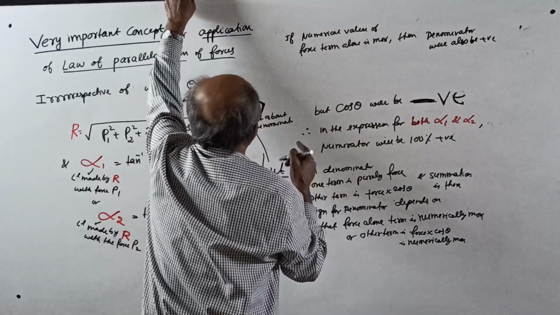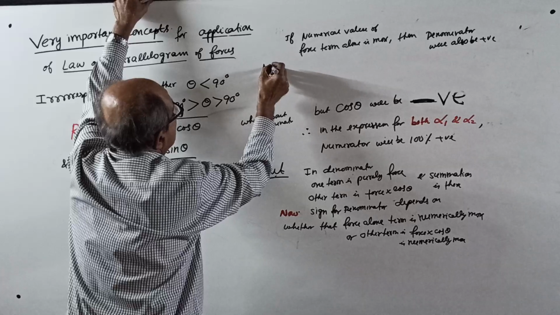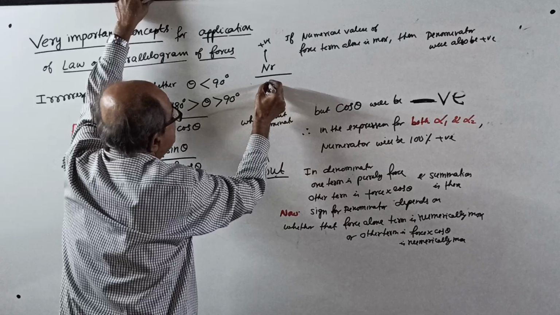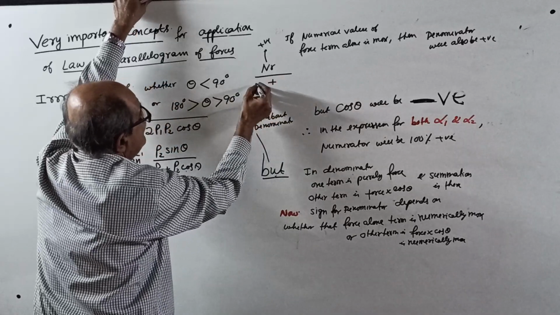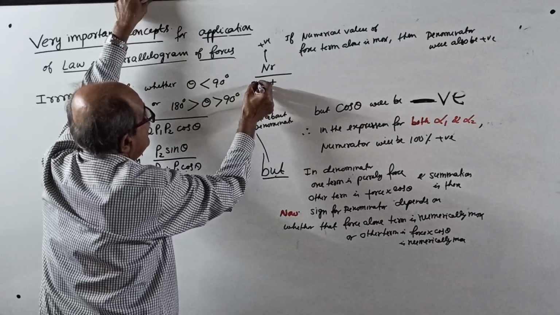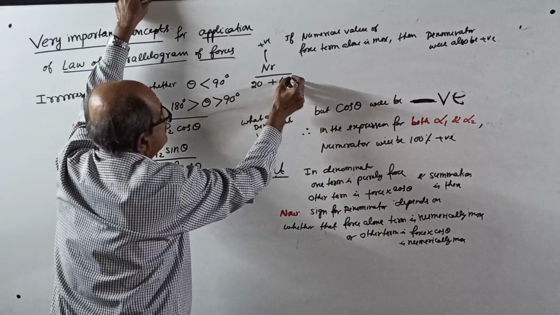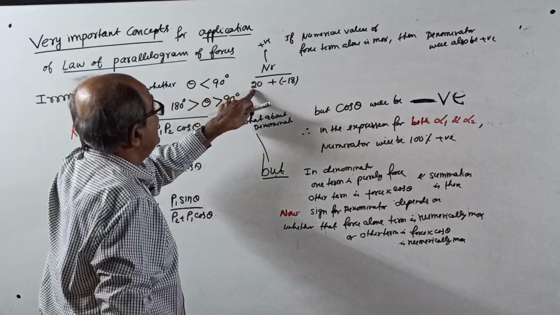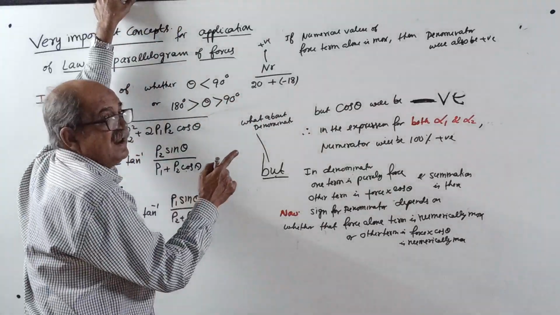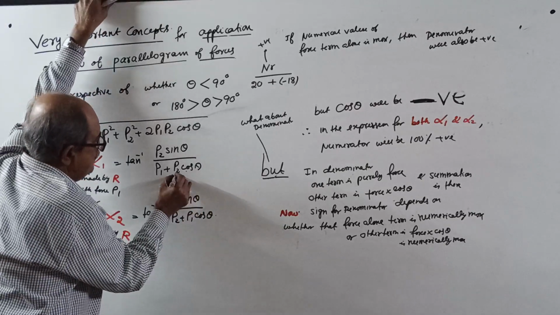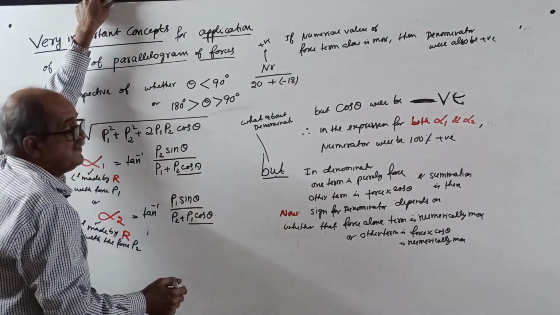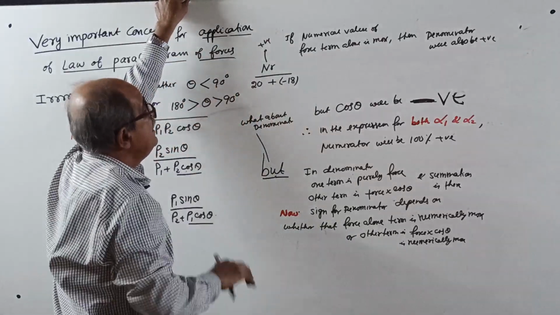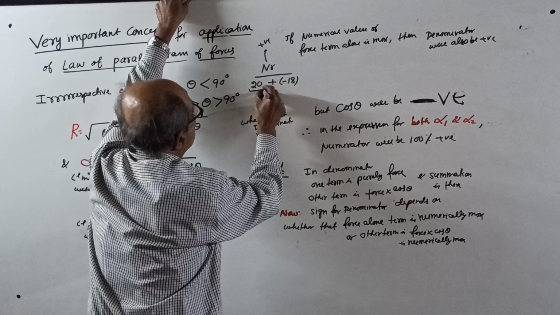I'll give an example. See, the numerator is guaranteed positive. The denominator is something plus something. Numerically, for example, this is 20, and this is minus something, 18. When theta is more than 90, the second term is guaranteed negative. Why? Cos is negative. Now, positive and negative: positive is numerically higher, so this also is positive.